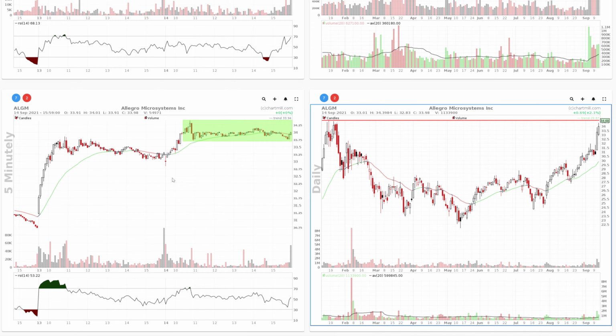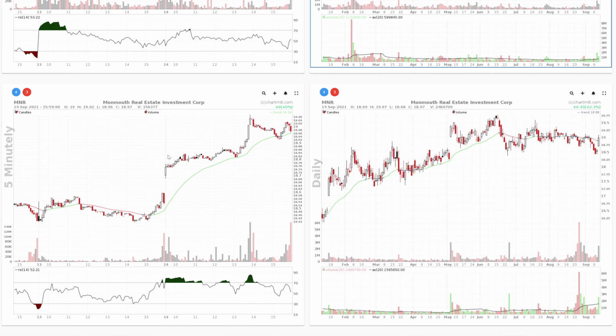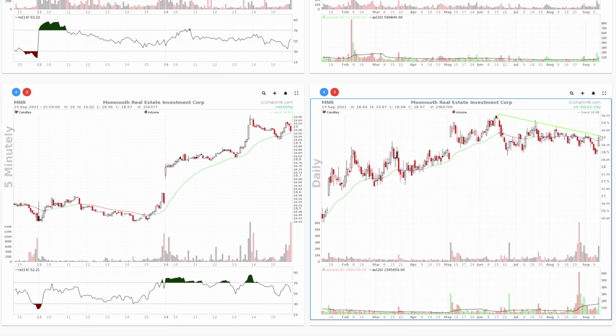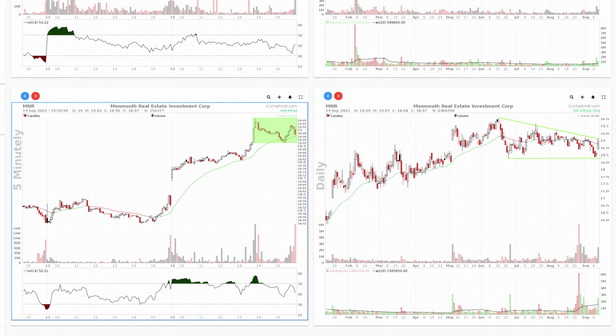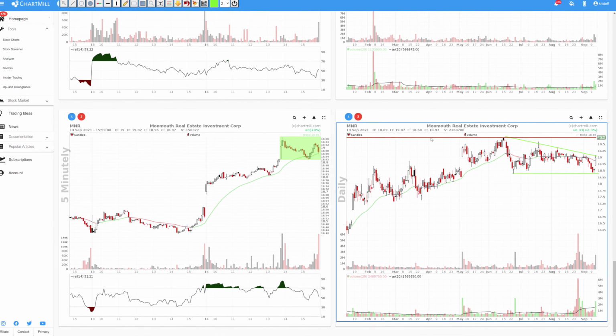MNR, descending triangle pattern on the daily chart, and on the intraday chart the price is now hovering a bit between 90.06 and 80.92. And if price can close higher on the intraday time frame, the way is open to 19.75, as that would also mean a breakout from the descending triangle pattern on the daily chart.